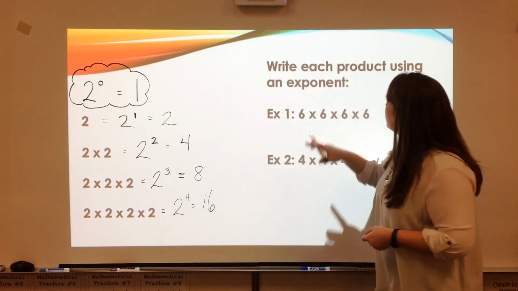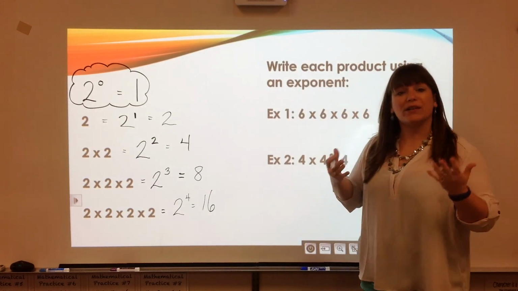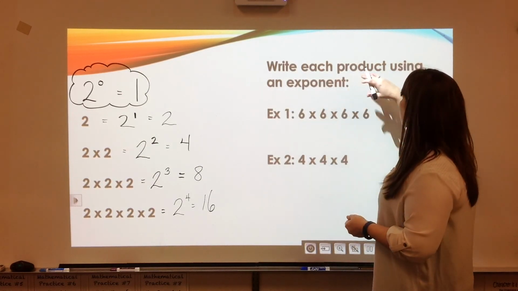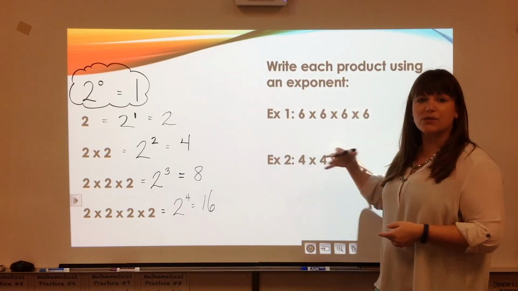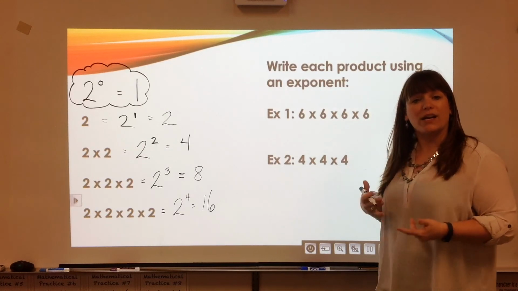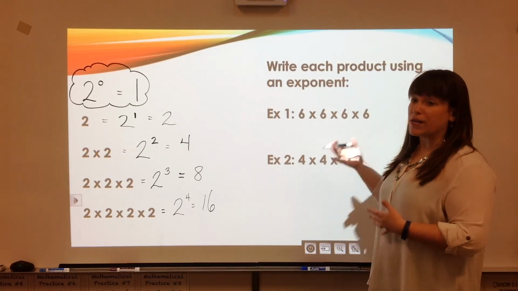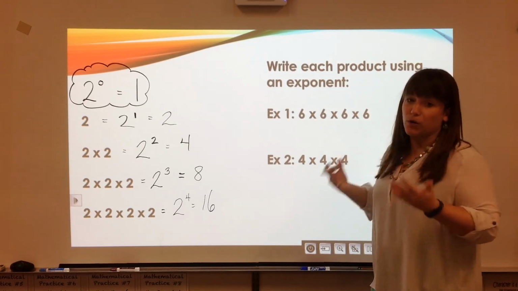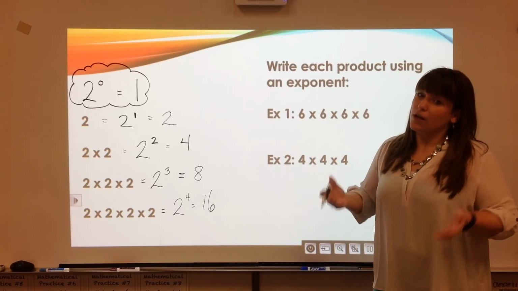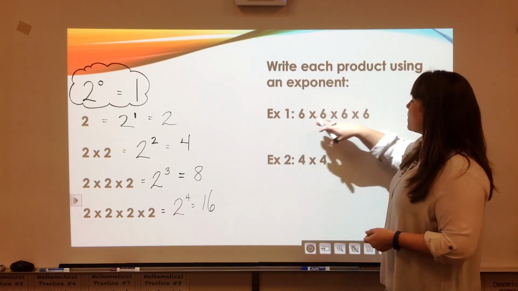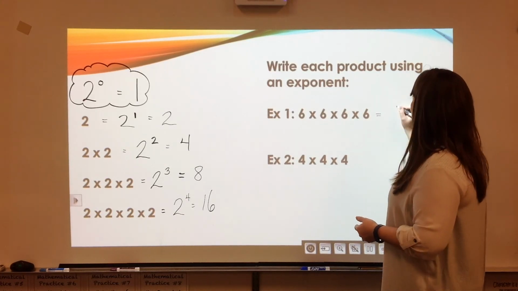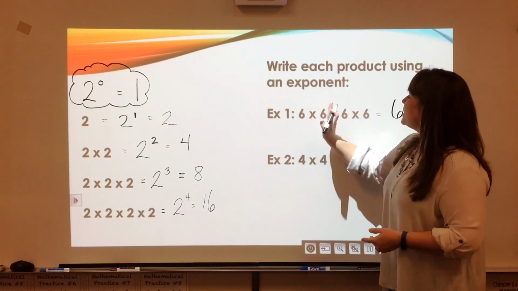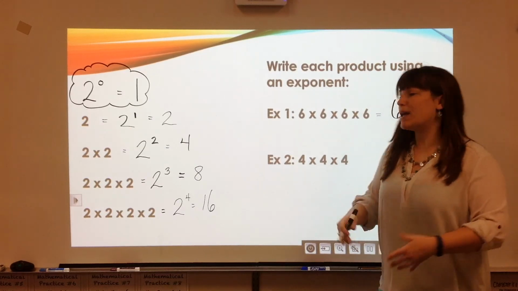So moving on, we're going to first practice just writing each product using an exponent. So we have a string of numbers. We want to use the shortcut exponential notation way to write this string of multiplying repeated numbers. And it happens to be that our base, our number that is being repeated, is 6. And then you have to count how many times it is being multiplied.